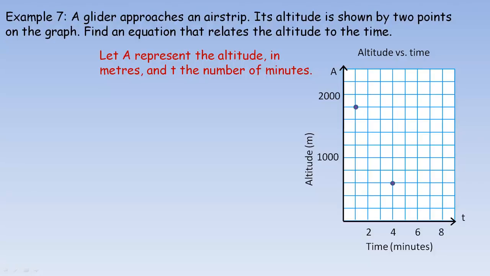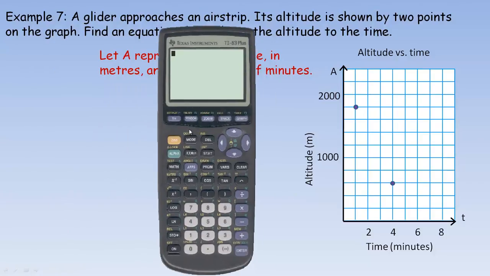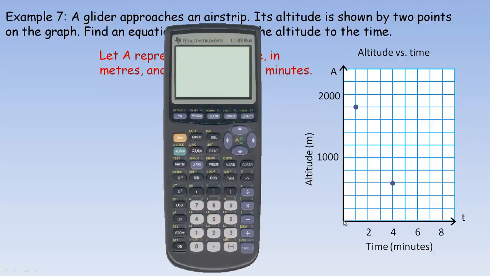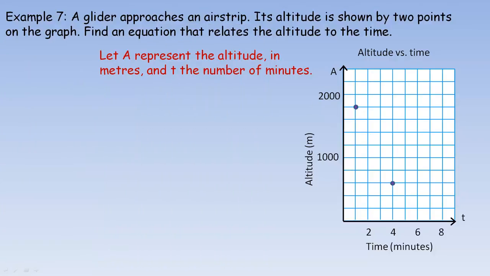Now, if you want to figure out how much each one of those blocks is, then take your calculator and see I have 1,000. 5 blocks makes 1,000. So 1,000 divided by 5 means that every one is 200. So 200, 400, 600, 800, 1,000, 1,200, 1,400, 1,600, 1,800, that's 2,000. Okay, so every block on the vertical axis, on the altitude axis, is 200 meters.